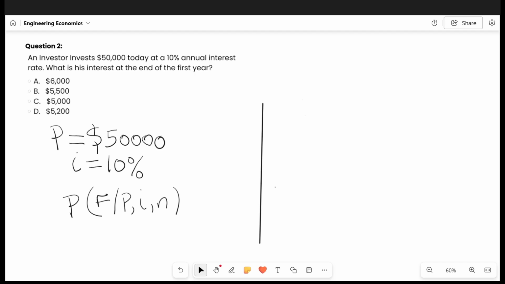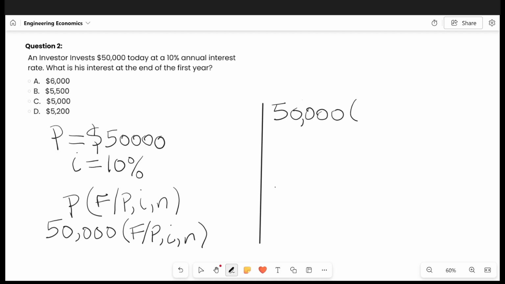So now, since P is equal to $50,000, we're going to have $50,000, open bracket, given P to find F at an interest rate I for n years. This becomes $50,000 given P to find F at an interest rate of 10% for 1 year.